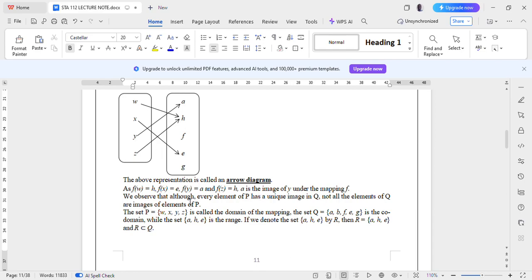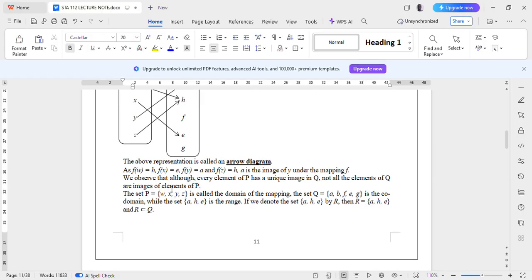So we observe that although every element of P has a unique image in Q, not all the elements of Q are images of elements in P. Yes, you could see that F and G stand alone. They do not serve as image of any element in P, so to say. So not all.